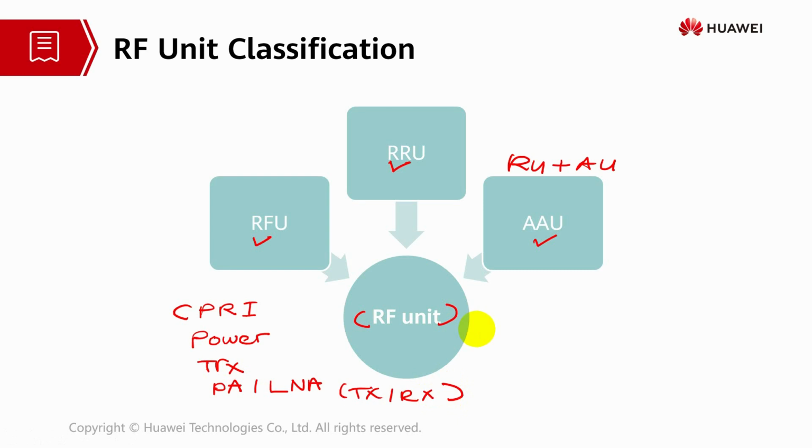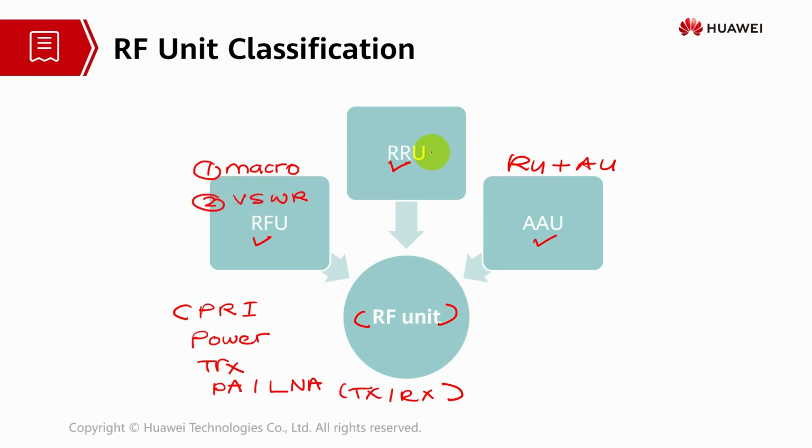Let's look into the function of each of the modules. RFU mainly supports or is configured at the macro base station. It performs modulation, demodulation, data compression, amplification of radio signal, and also detects the VSWR.